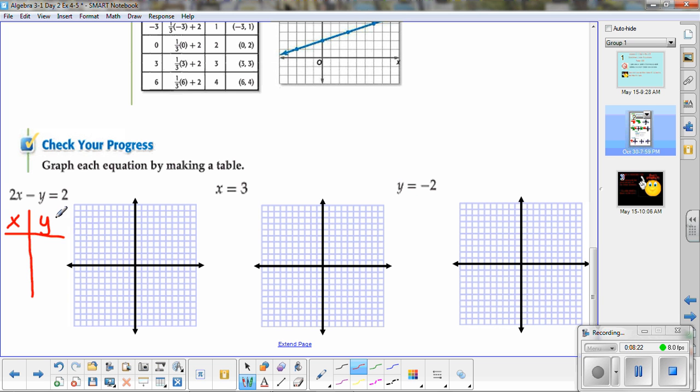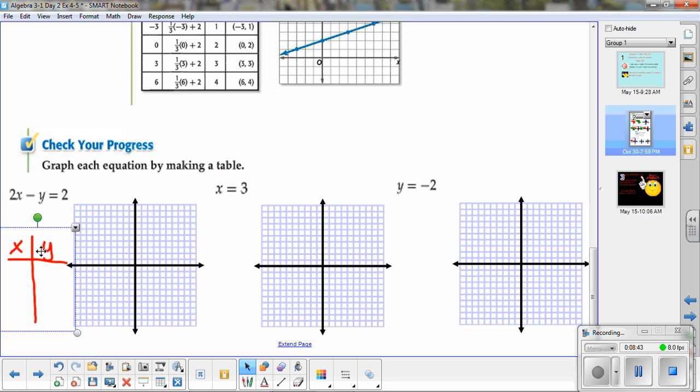Now you could go and just plug in some different numbers for x and then go through and solve your equation to find what y is. But I'm going to show you a way you can rearrange this equation to start with to make it a lot easier. Usually when you make a table, if you have the equation solved for y, it makes things easier. So let's go ahead and do that first.